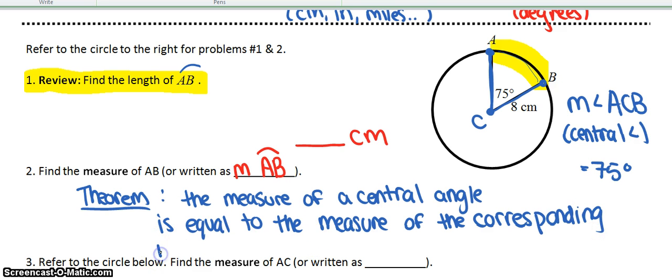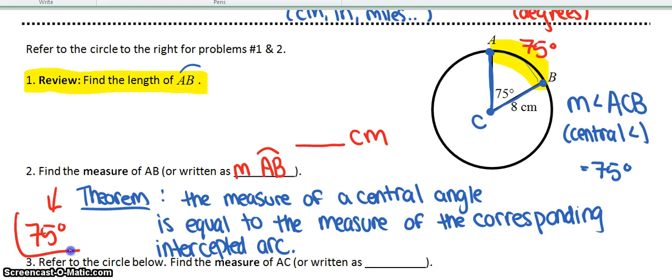I know it's a lot of words, but make sure you write it all down. Okay, so what I'm really saying with all those words is that if this measure of the central angle is 75, then the measure of the arc that intercepts it, which is the arc with the same endpoints, is also 75 degrees. So to find the measure of arc AB, the answer would be 75 degrees.